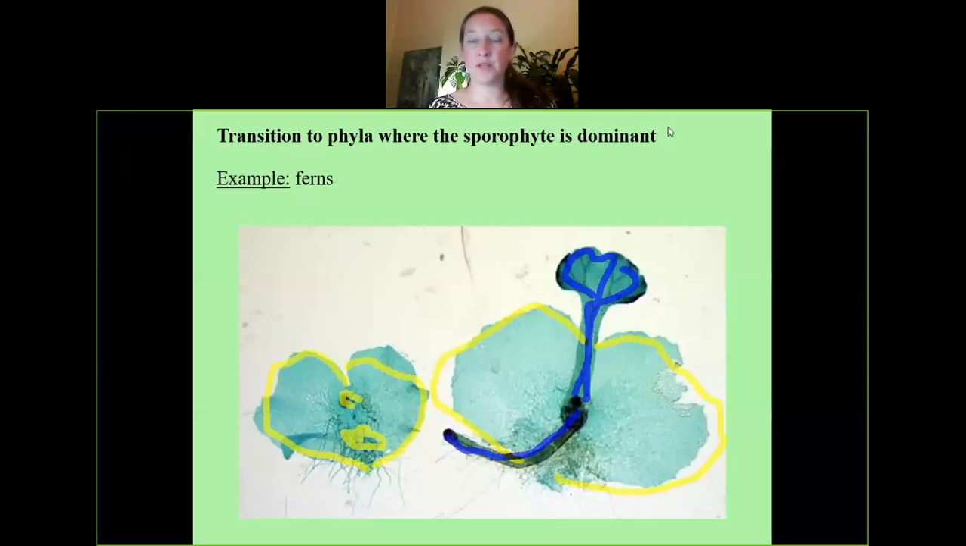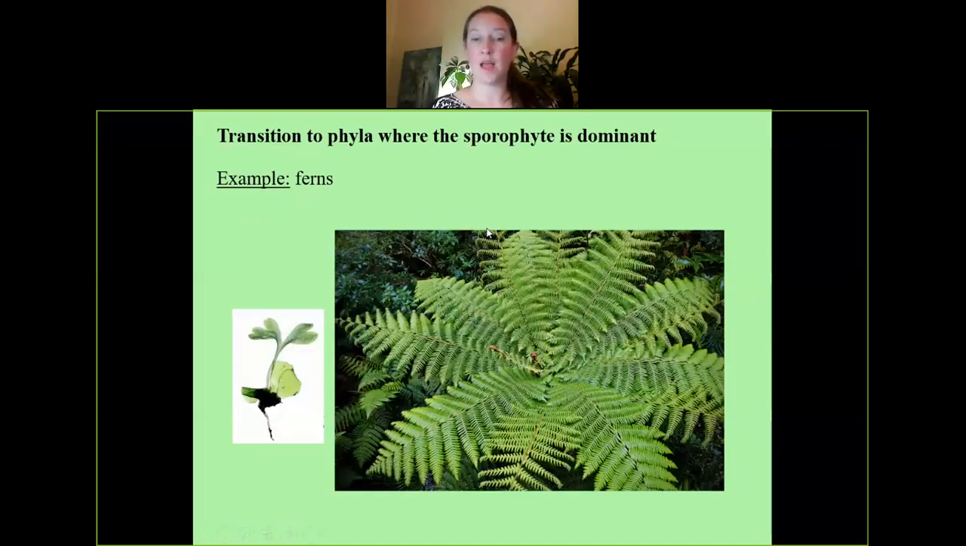And as I said on the previous slides, when we're talking about ferns, eventually the sporophyte plant is going to grow even more roots and more leaves, and the gametophyte plant will go away. So ferns are an example where we start to see a transition from the gametophyte plant being dominant to the sporophyte plant being dominant. So when you look at a fern, for example, on the right, you're looking at the sporophyte generation. That's the dominant generation in the ferns.